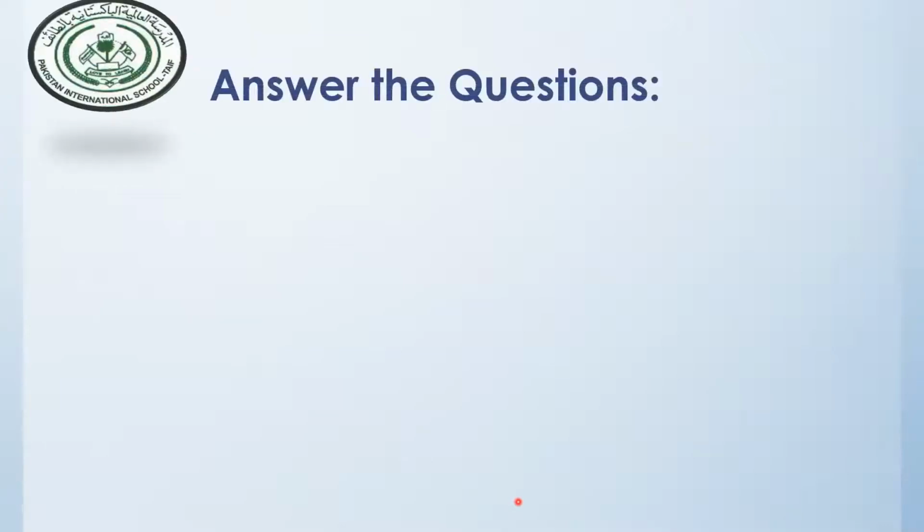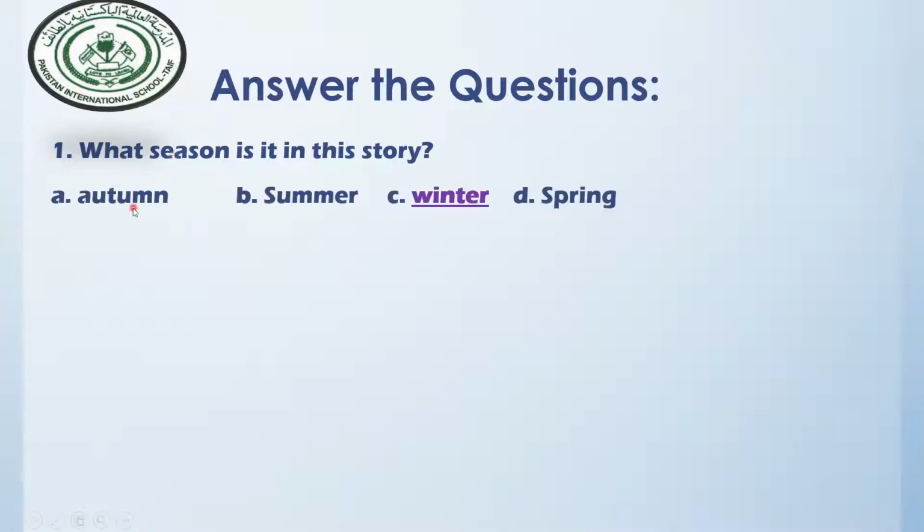Now here we have the answers to the questions. Question number one: what season is it in this story? We have four options: A, autumn; B, summer; C, winter; D, spring. Definitely if there is snow and cold, it means it is the winter season, so option C is correct. We changed the color of the answer to purple so you can understand this is the correct option. C is winter. In this story, there is a winter season.